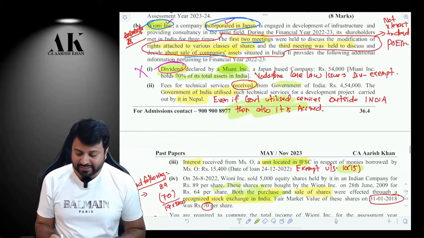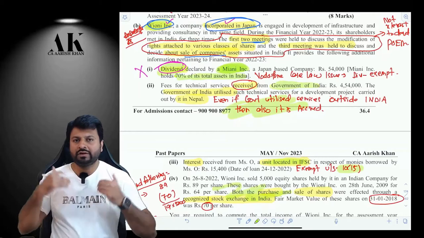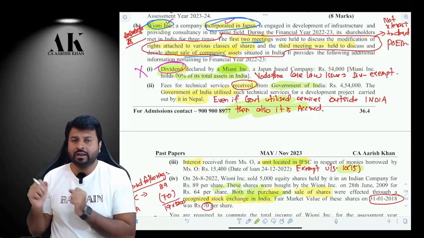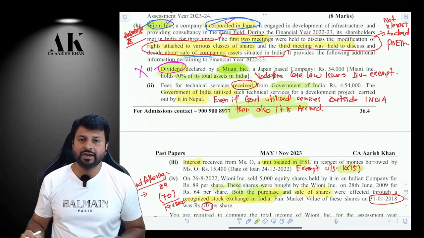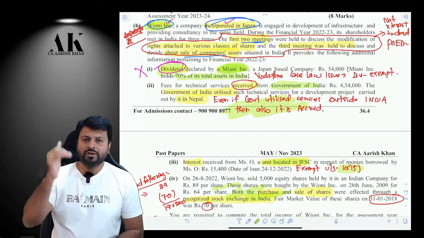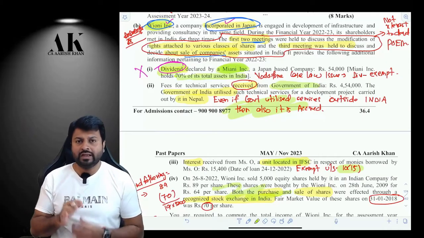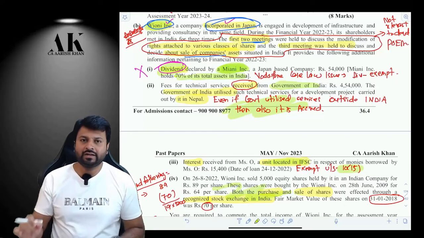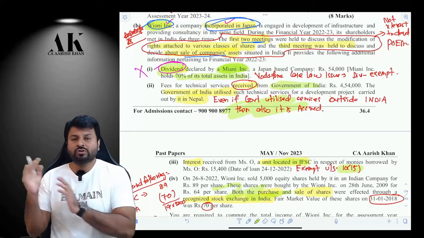Second question, this Vioni Inc. is giving some technical services to the government of India, and the government of India is making the payment, but the government of India is using that technical service not in India but in Nepal. Will that technical service be taxable in India? The answer is yes. Now you will have a doubt, sir, how can it be taxable? Vioni Inc. is giving us services and the government is using them outside India. It doesn't matter.